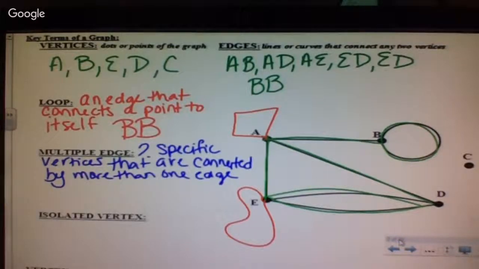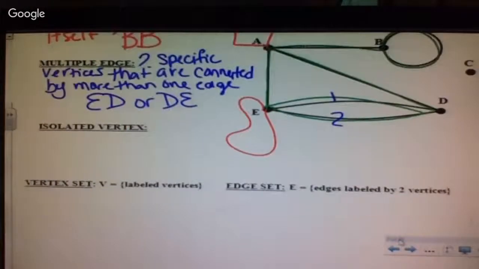What two vertices in this picture share my multiple edges? E to D. There's two lines, 1, 2, that connect E to D. Okay, again, you can write that E to D, or you can write it D to E. It doesn't matter. It means the same thing.